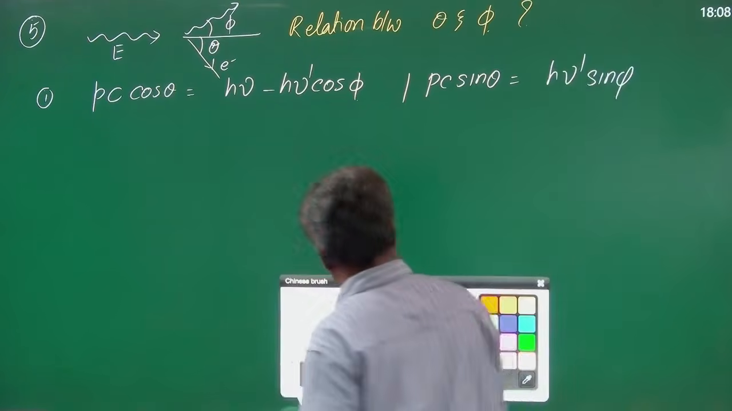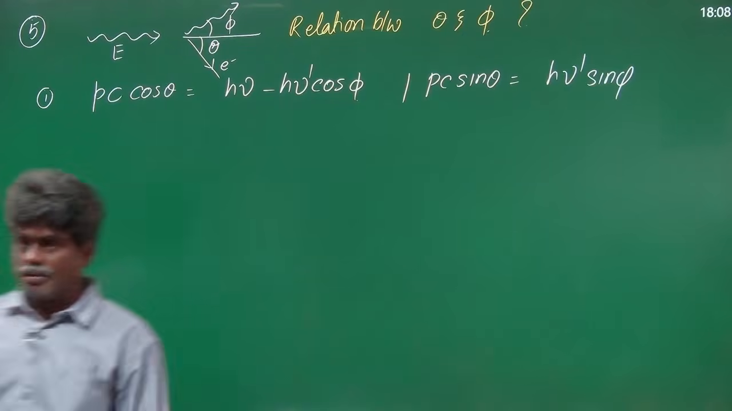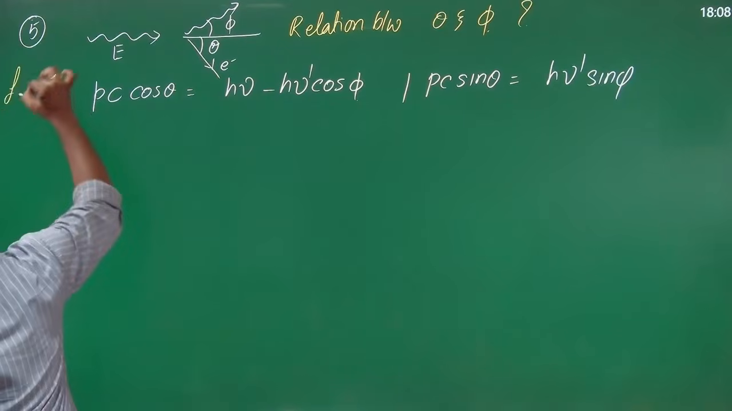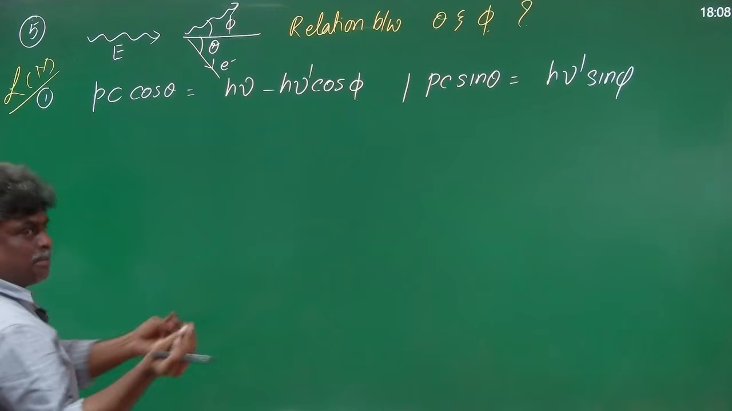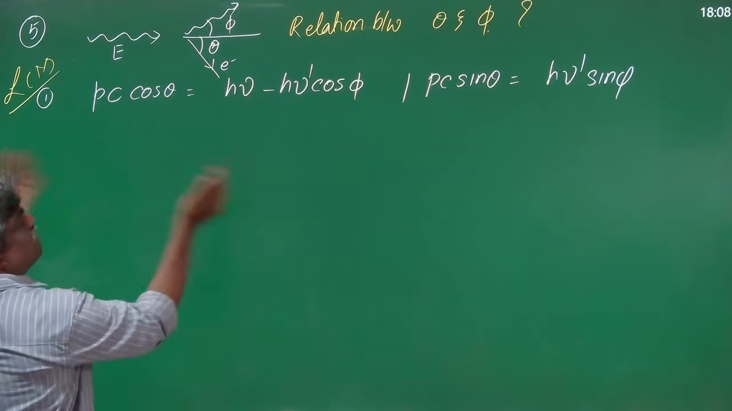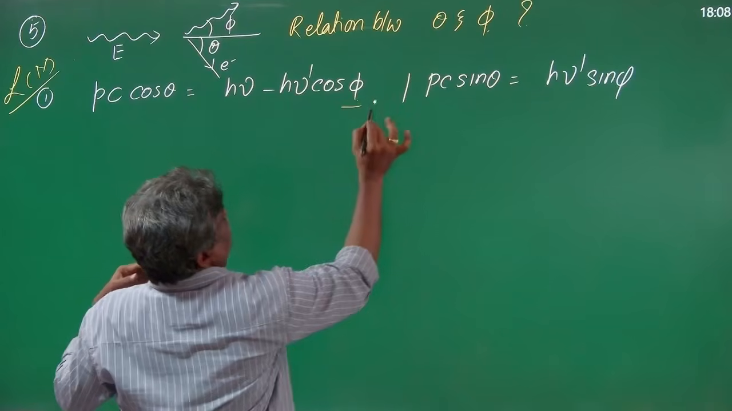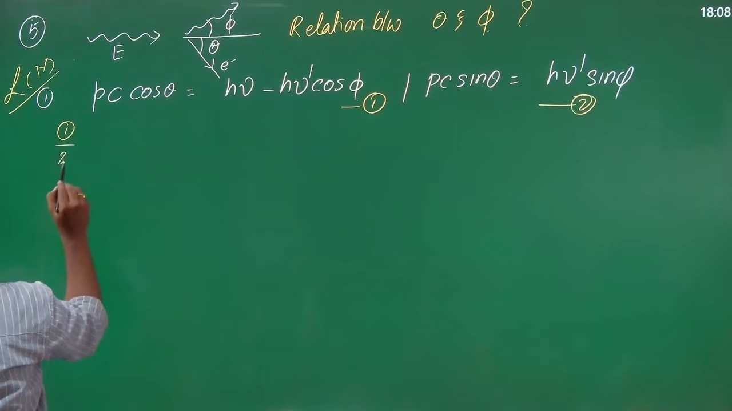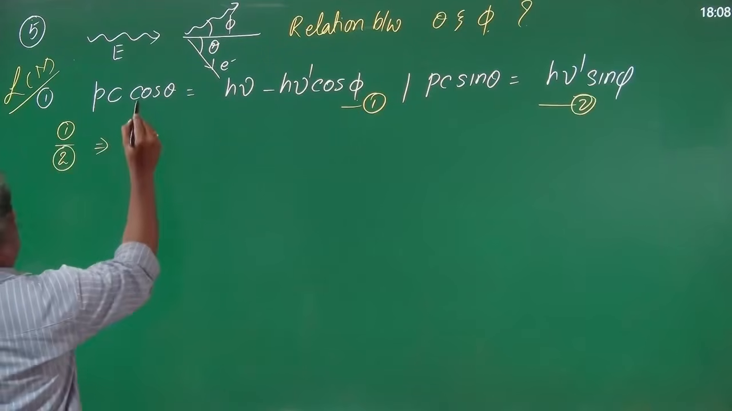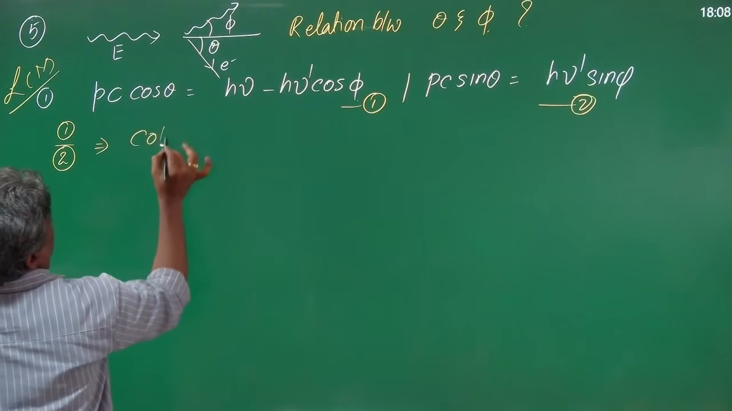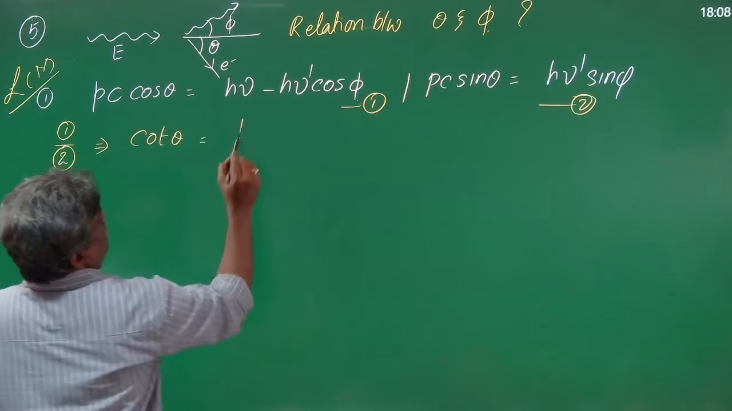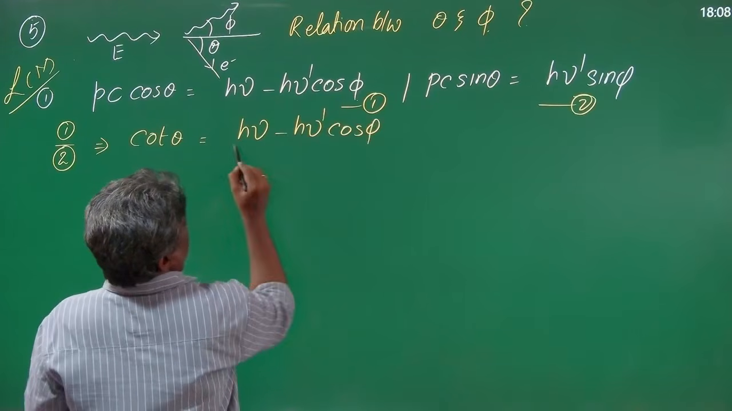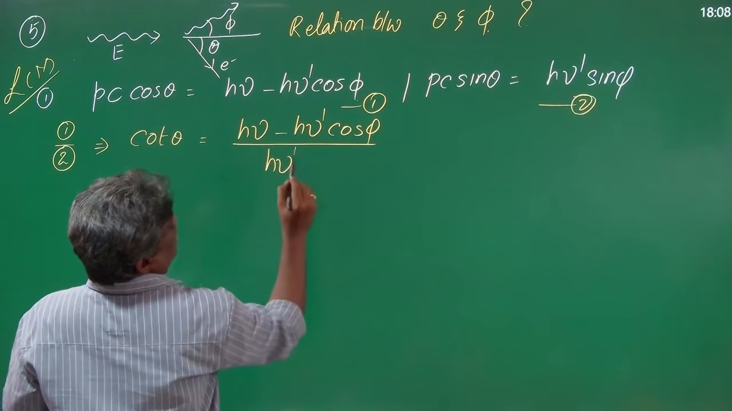All of you please listen. These are the relations we already got from the law of conservation of momentum. Just divide these two, equation 1 by equation 2. P c gets cancelled. Cos by sin is nothing but cot theta, which is h nu minus h nu prime cos phi by h nu prime sin phi.